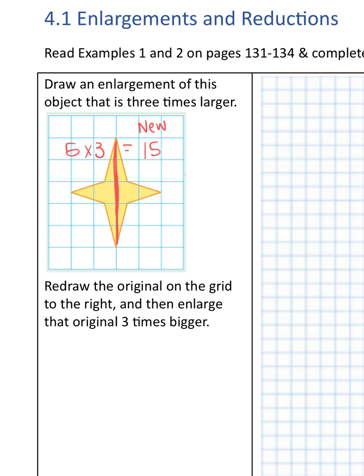I'm going to pull another color to measure the horizontal value going across here. When I count the number of squares that line takes, I can see that it's currently sitting at 4. And again, when I multiply it by my scale factor of 3, my new value will equal 12.